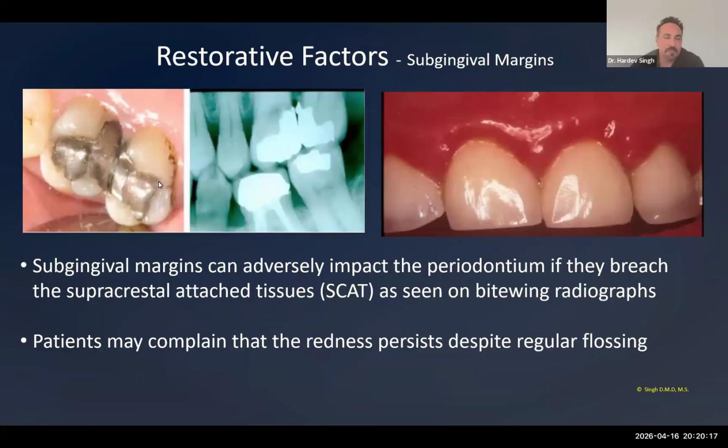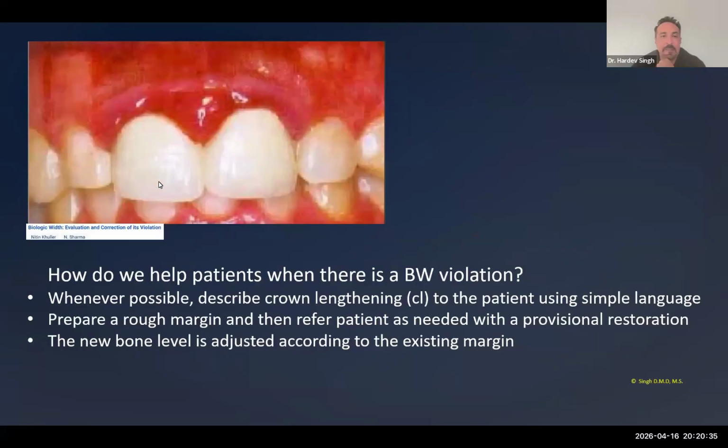So if you're prepping subgingival, in certain cases, I understand aesthetic margins in the front. I used to do that to make sure the aesthetics were nice so the margin wouldn't show. However, if you get a little too aggressive in certain cases, your patients complain that it's always red, even though they keep it clean. So how do you help patients when there is a violation? How do you even know? So you've delivered a temporary and you bring back the patient and it's always red, and everywhere else it looks healthy.